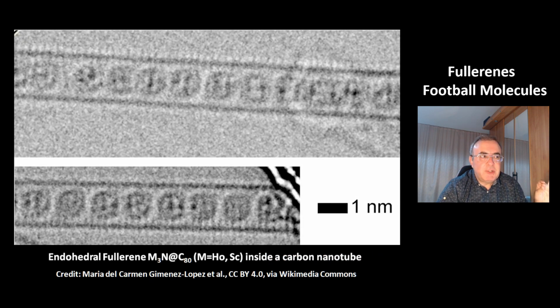This is a nice picture of endohedral fullerene, holmium nitride in C80 or scandium nitride in C80 inside a carbon nanotube. This is very impressive. You can see single molecules. Yeah, that's very, very nice.